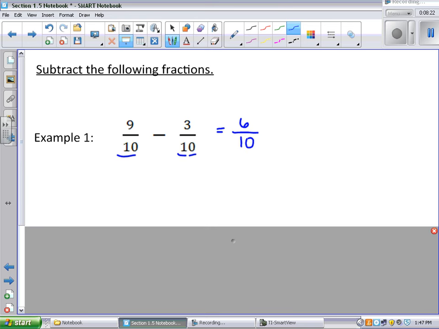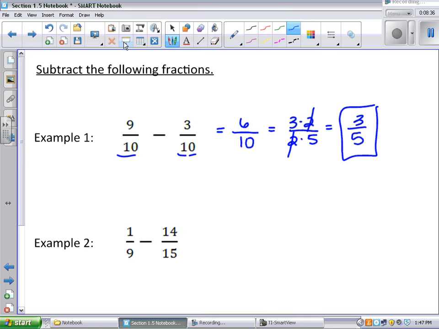This I can reduce. 6 is 3 times 2. 10 is 2 times 5. I can cancel out my common factor of 2, and my answer in lowest terms is 3/5. Let's look at example number 2. Do our fractions have the same denominator? No. If I write them in prime factored form, 9 is 3 times 3, 15 is 3 times 5.